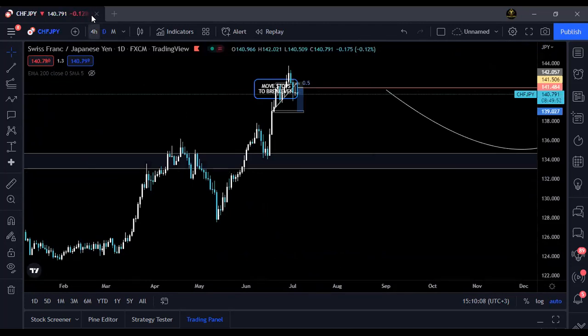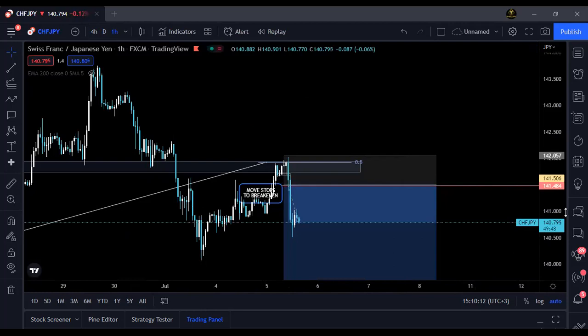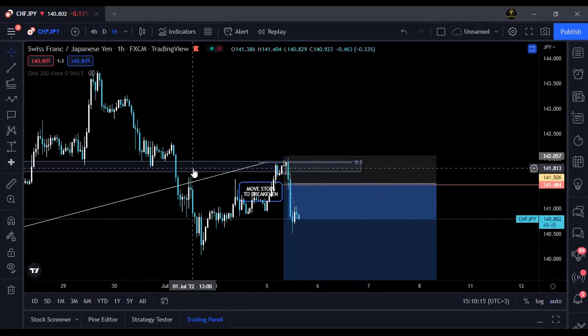Okay, so this is CHFJPY, another trade we took today. It's floating in some blues. Let's see how it keeps on playing out.